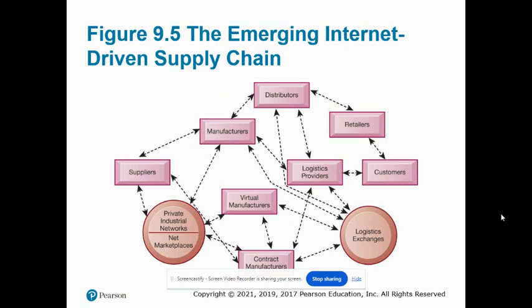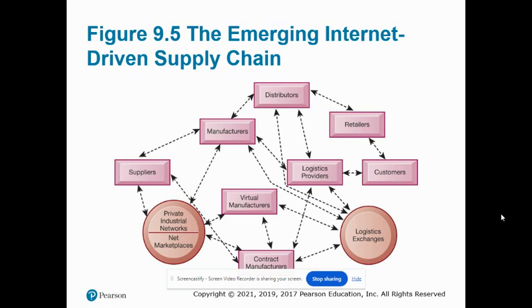The emerging internet-driven supply chain operates like a digital logistics nervous system. It provides multi-directional communication among firms, networks of firms, and e-marketplaces so that entire networks of supply chain partners can immediately adjust inventories, orders, and capacities. This graphic illustrates the multi-directional communications within a future supply chain driven by the internet.